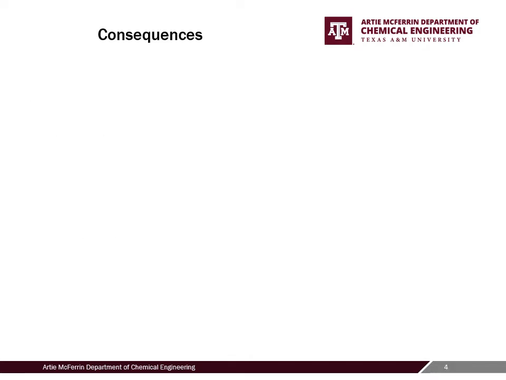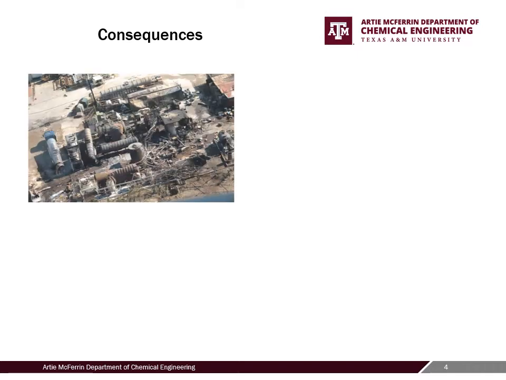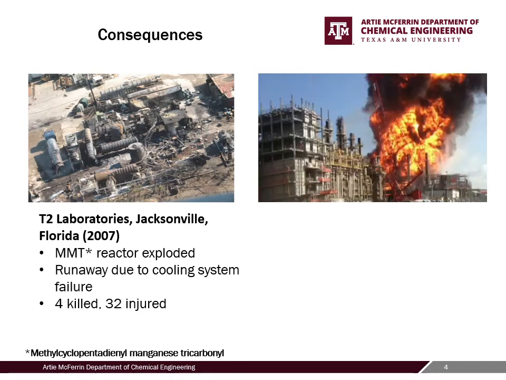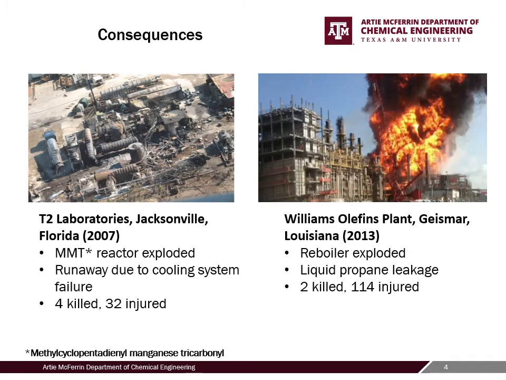So one such disastrous consequence of faults was in the T2 laboratories in Florida, where the reactor exploded due to cooling system failure, and this resulted in runaway. So in this incident, 4 people were killed and 32 people were injured. And in another incident in Louisiana, a reboiler exploded due to liquid propane leakage, and this resulted in 2 deaths and about 114 injuries.